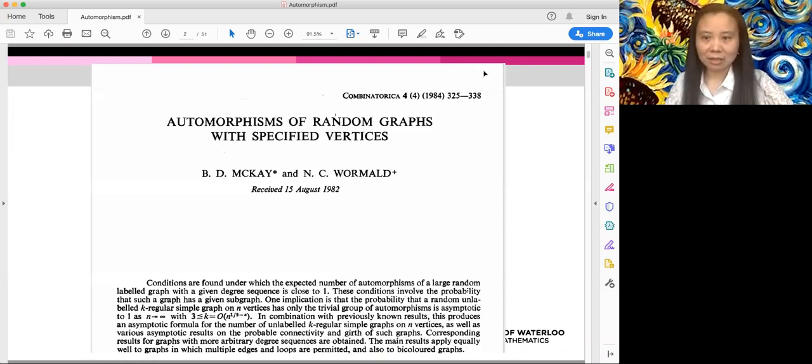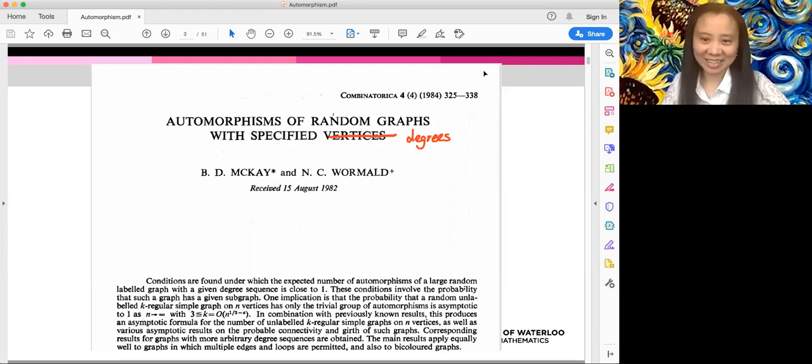And we came to this paper. So it's about the automorphism group of random graphs with specified degrees. There was a typo in the title. So this result is a bit old. It's 1984. And when I look at the paper, I feel that something can be improved. So we started to study this paper, and in the end, we improved some part of it. Okay, so I'm going to tell you a little bit about this story and what we did.